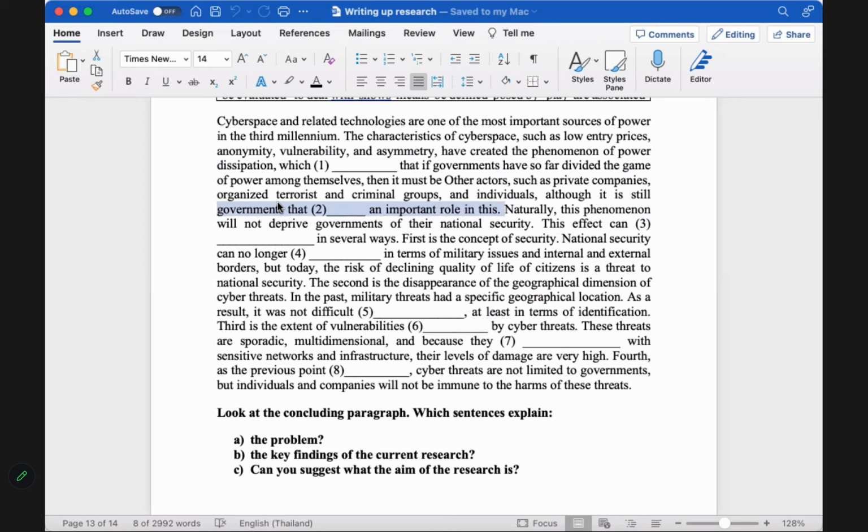Okay, and the key findings of the current research. Cyberspace. Cybersecurity, yeah. And can you suggest what the aim of the research is? What they want to achieve by doing this research? Maybe to analyze the security of the military, organizations, companies, and personal people.